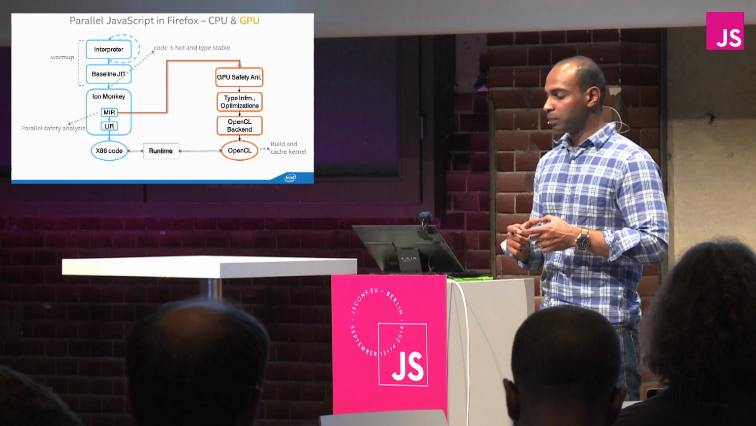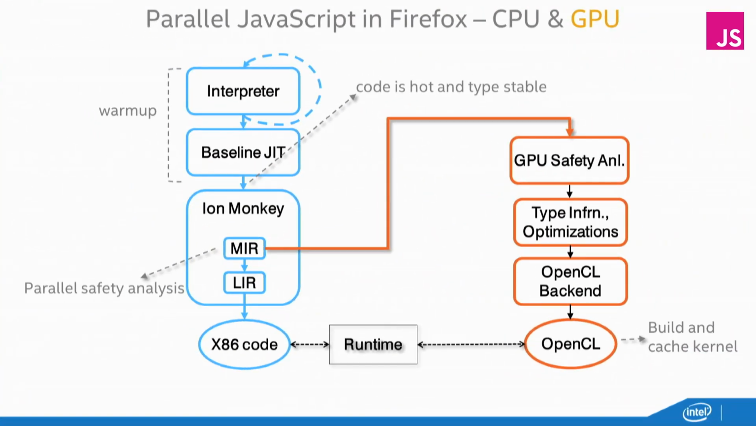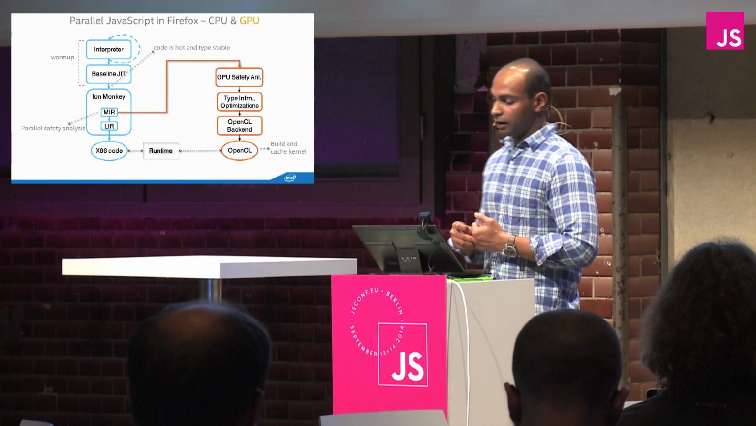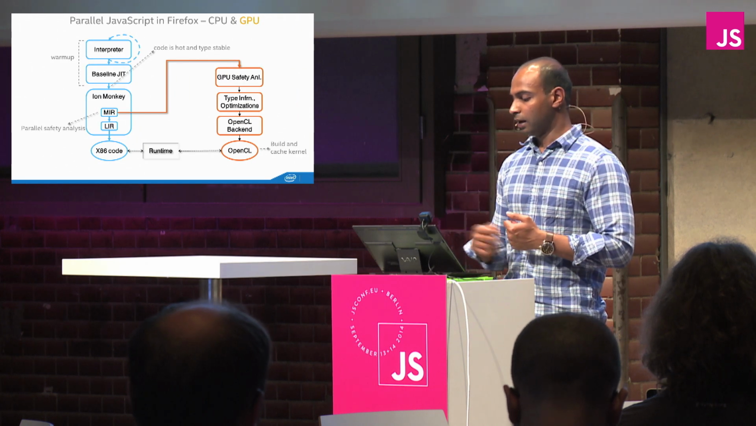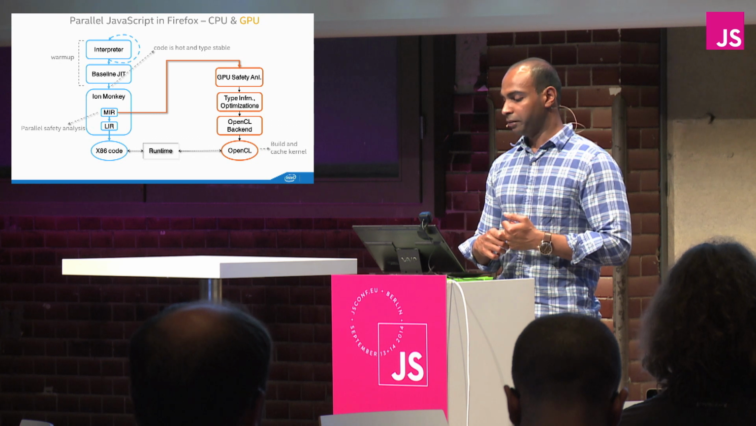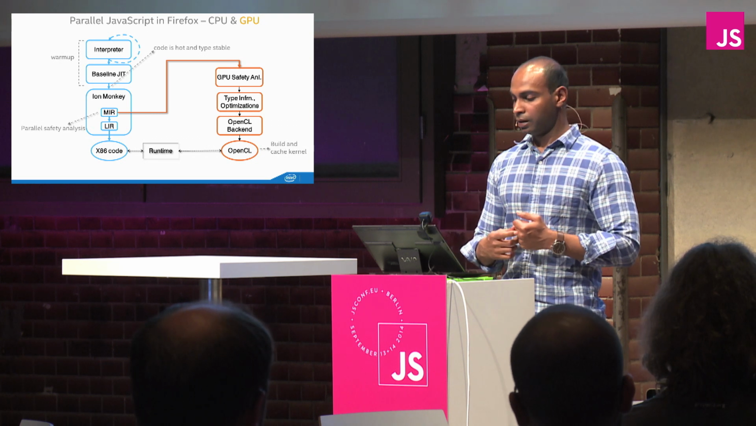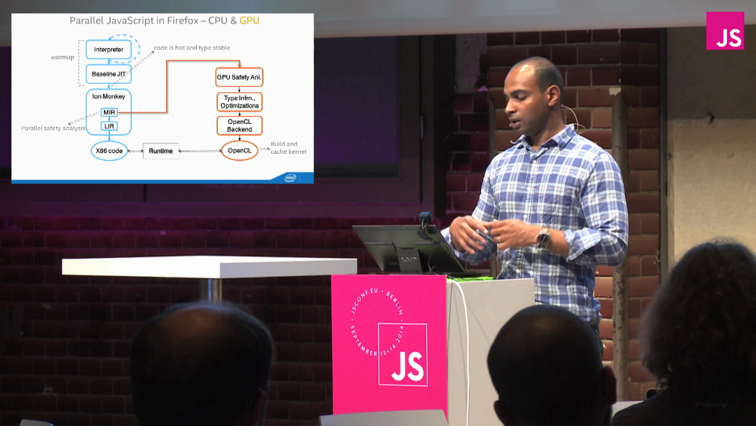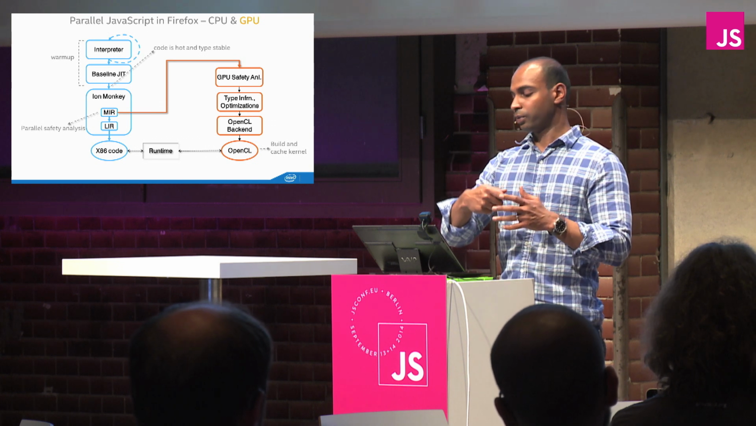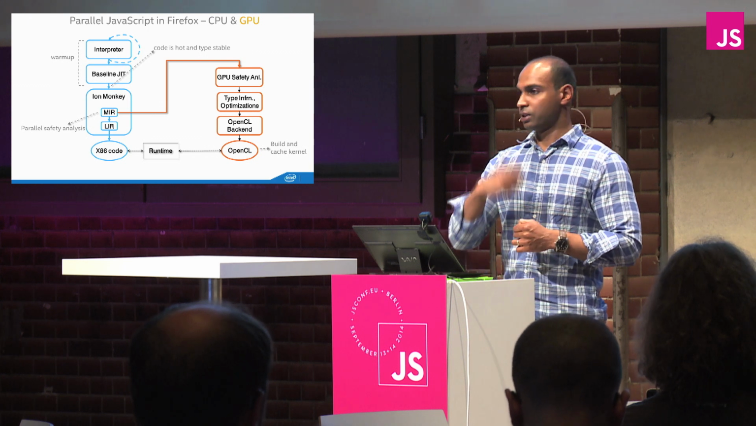Then we do some simple type inference. This is basically taking the IonMonkey JIT's type information and translating it into types that OpenCL understands. And we do some optimizations for exploiting local memory, which is very fast on GPUs. And then finally, we just generate OpenCL. This OpenCL is built into a GPU binary, and we cache that binary and reuse it. As long as the types flowing through your JavaScript program don't change, this kernel is valid, and we just keep reusing it.